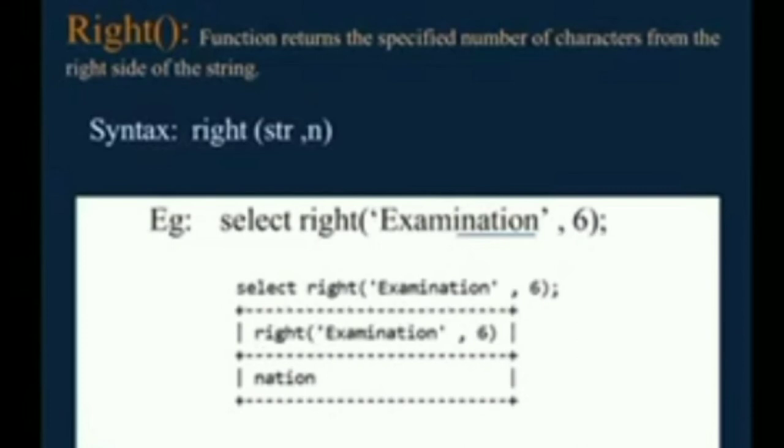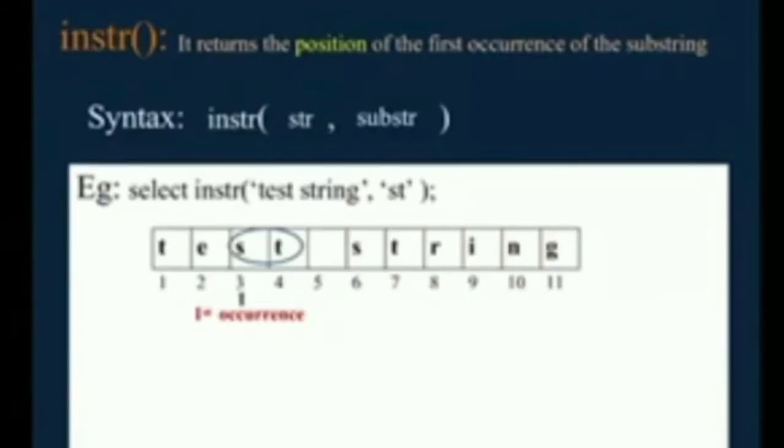Next function is the instr function. It returns the position of the first occurrence of a substring. Syntax is INSTR(str, substr). Here the first parameter, str, is a string, and the second parameter is substr, whose position you want to know. Okay. It is used to find the position of a substring in the string.